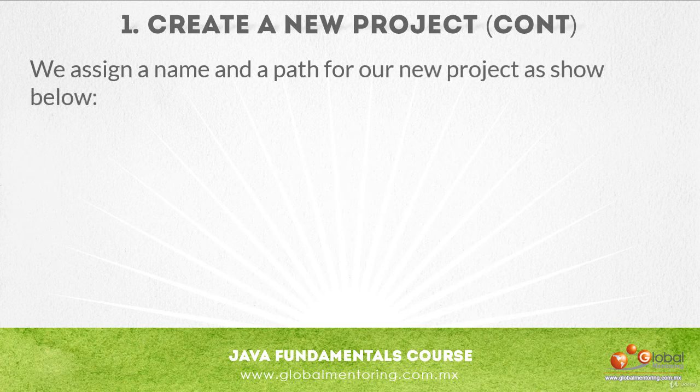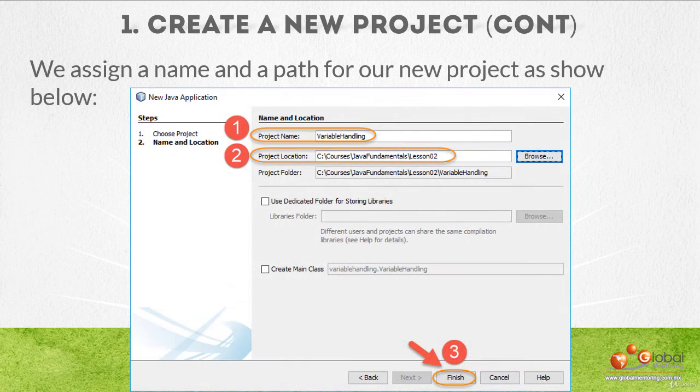We assign a name and a path for our new project as shown below. The project name is Variable Handling. The project location is in Courses, Java Fundamentals, Lesson 2. And click on Finish. We do not select the Create Main class. We will create the main class by ourselves.